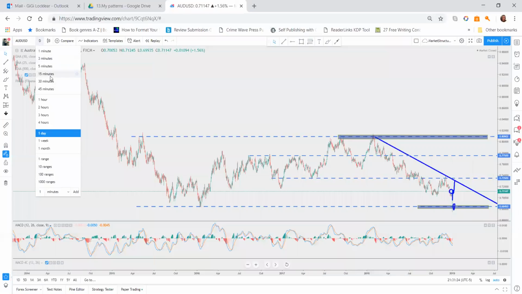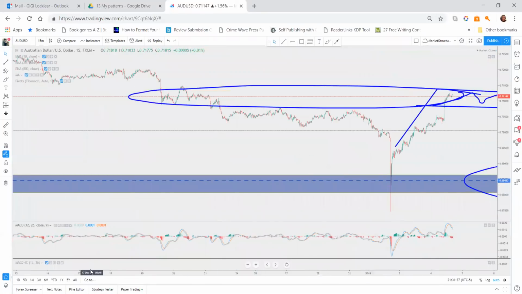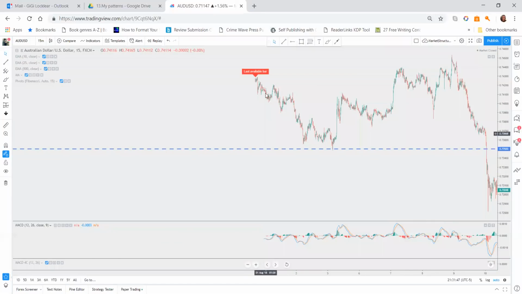So we can go to our 15 minutes. Instead of scrolling left, go to the bottom, click go to. 2017, right? I'm sorry, where did you click to get go to? At the bottom left, like right down here. So the last available bar it gave me was here. But you see when it pushed off to the upside here, it gave us that long flag. So you could have bought from the bottom, or you could have bought from the breakout up there.